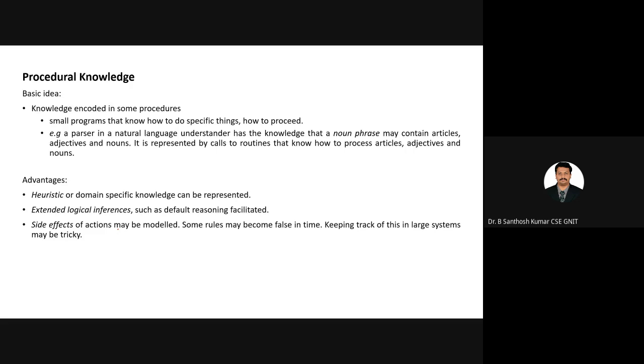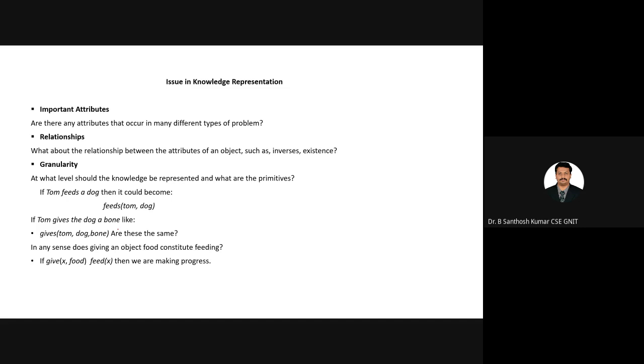The advantage is that heuristic or domain-specific knowledge can be represented, and it is an extended logic inference. Default reasoning is facilitated, and the side effects of actions may be modeled. Some rules may become false in time, so keeping track of this in a large system may be tricky. Then the next issue is knowledge representation. The first one is the input attributes. Important attributes are attributes that occur in many different types of problems. We call these important attributes keywords.